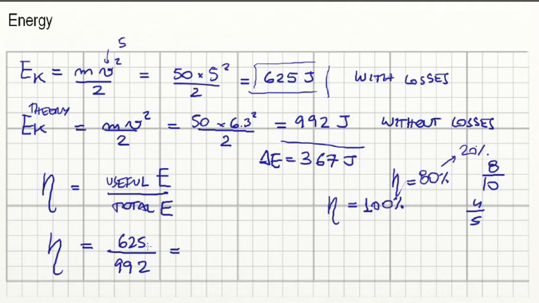So if we go forward with this, what would we get? About 63%, right? If you calculate, you're going to get 0.63004 something. And then if you round to 2 or 3 significant figures, that's 63%.